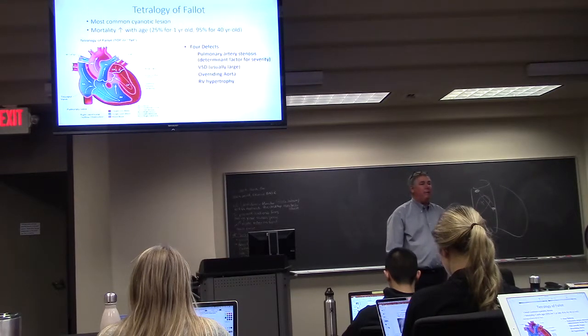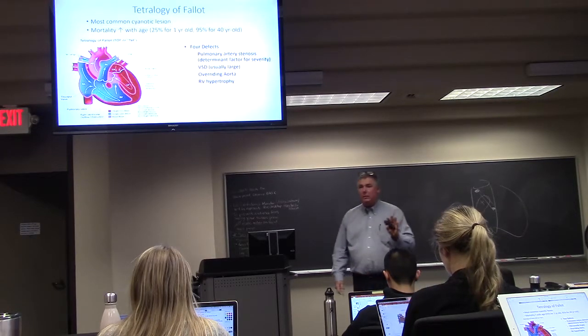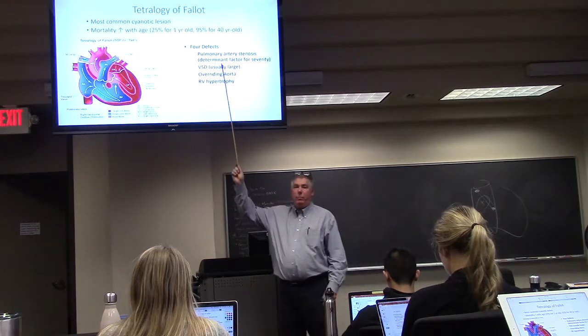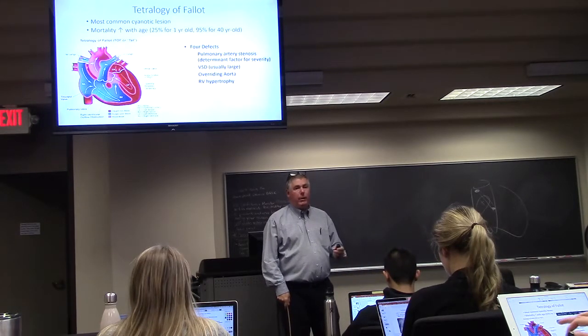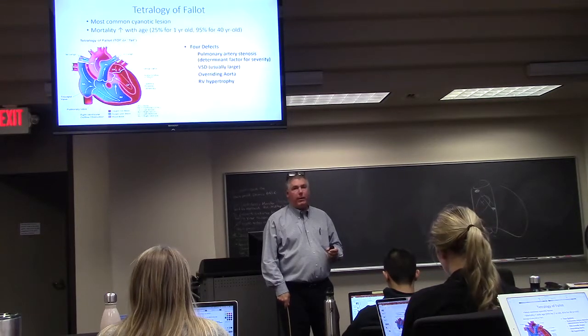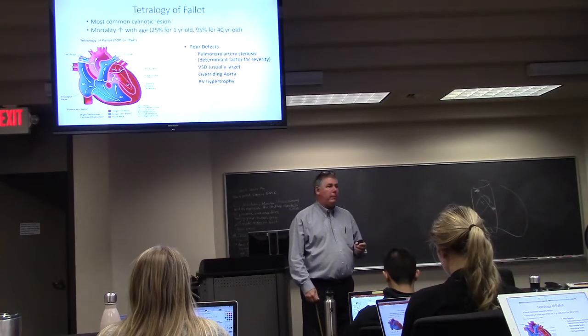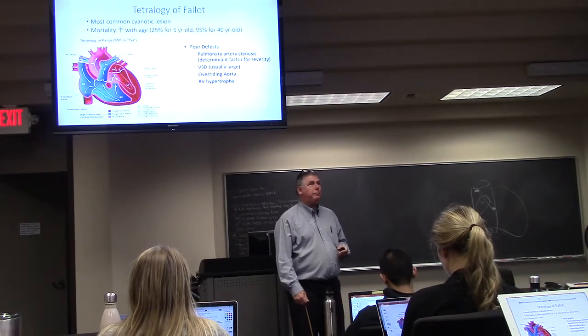Now, tetralogy of Fallot, there are 4 defects. These are on every board I've ever taken, PANCE and PANRE, always has these 4 things on it. Which of the following is one of the problems with tetralogy of Fallot? So know those 4 things. Okay?